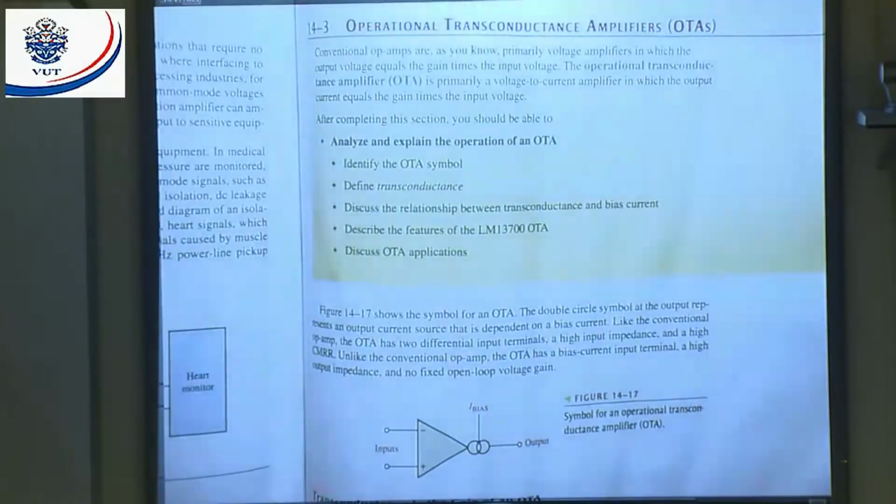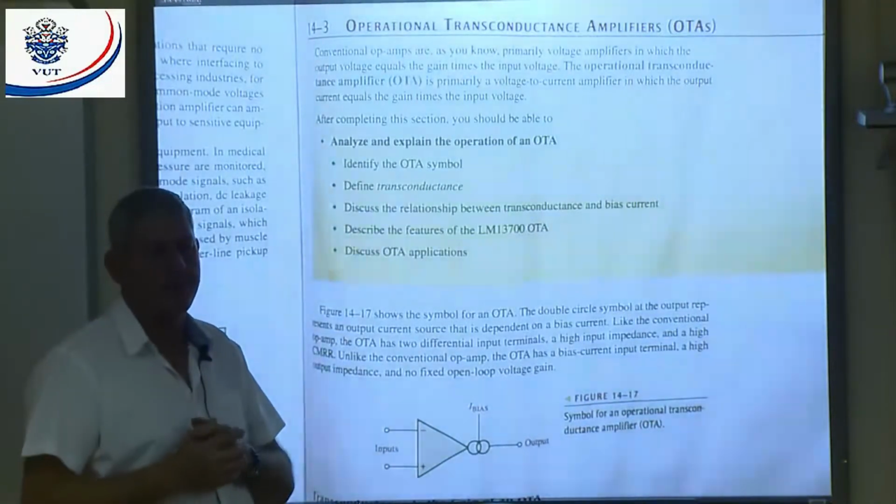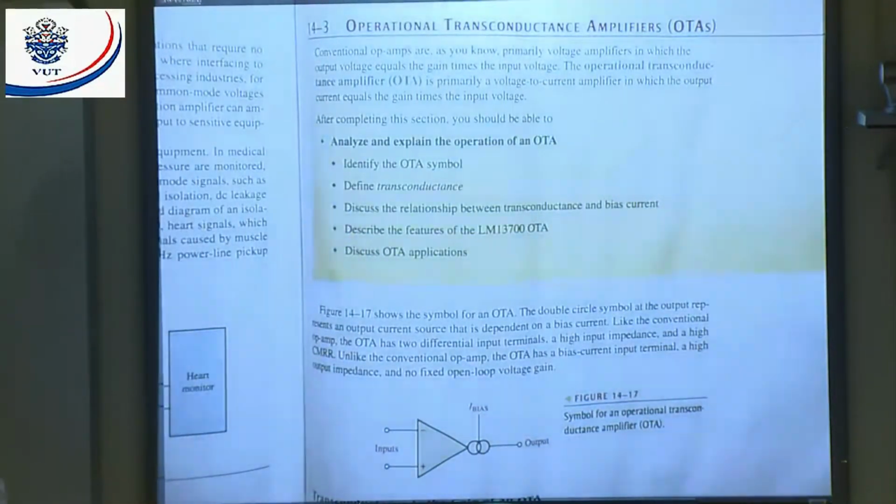They say the operational transconductance amplifier, OTA, is primarily a voltage to current amplifier. That means my input is voltage, my output is a current, in which the output current equals the gain times the input voltage. All right, that's actually a voltage to current amplifier. That is an OTA. Now let's have a look at the symbol of the OTA.